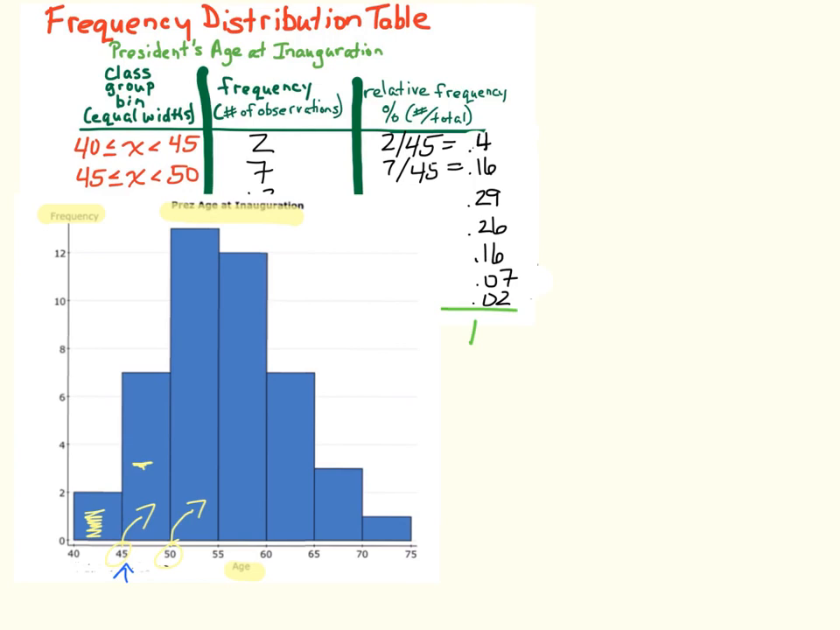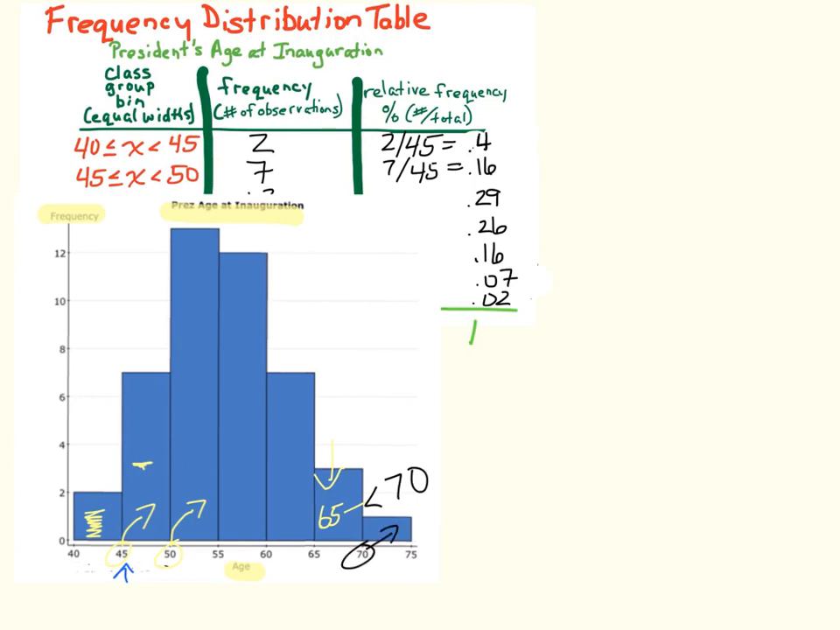So if I were to jump ahead and look at this bin right here, this includes 65, right? And goes all the way up to 70, but does not include 70. So it goes up to less than 70, right? The 70 would be included in the bin to the right.